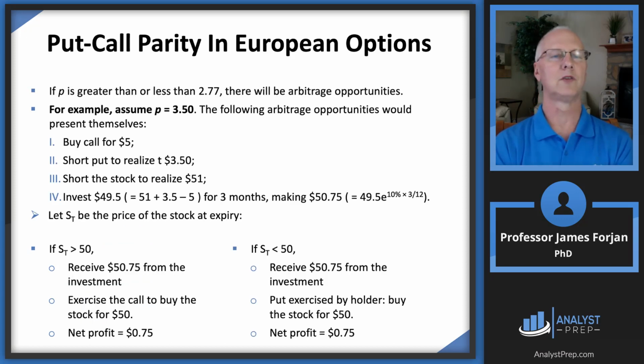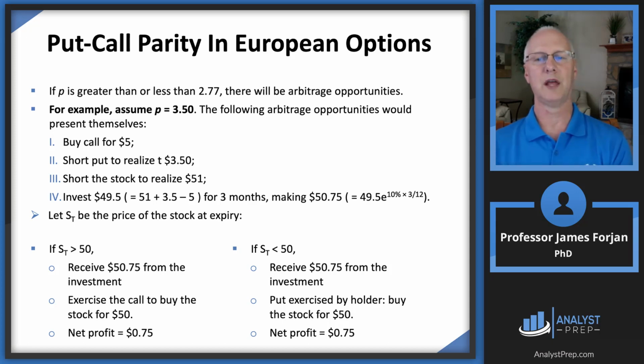So let's quickly work through this example. If the put is trading for $3, right, that means it's greater than the $2.77, then you can do the following. You can buy the call for 5. You can short the put and get the $3.50, right? You can short the stock to get the 51, right? And then you can invest the $49.50 for 3 months, making $50.75, which is going to be the future value of that $49.50. We're just compounding it out continuously. And so you're going to make 75 cents no matter what happens.